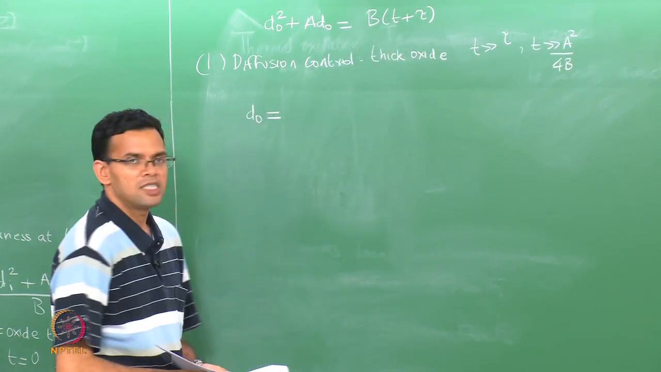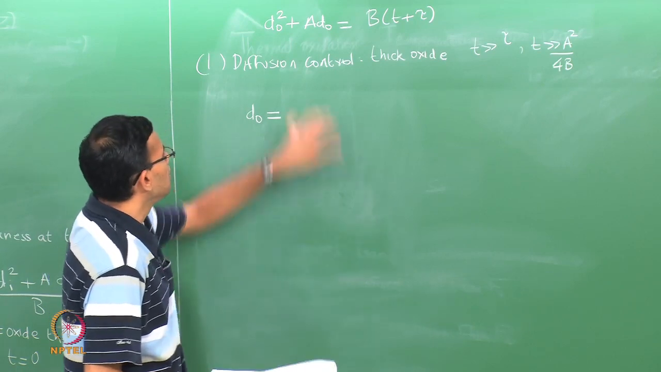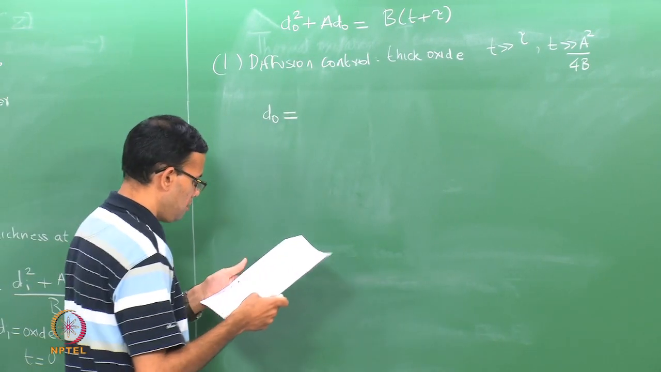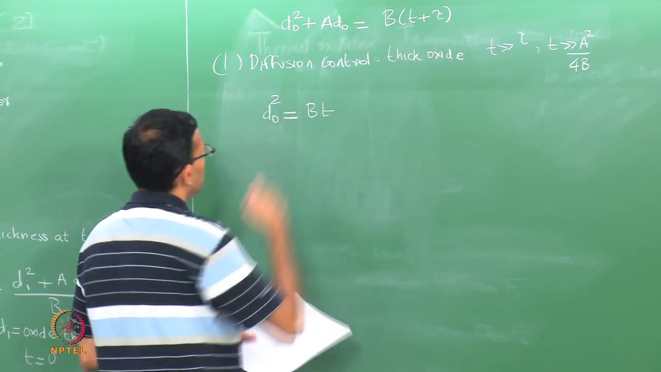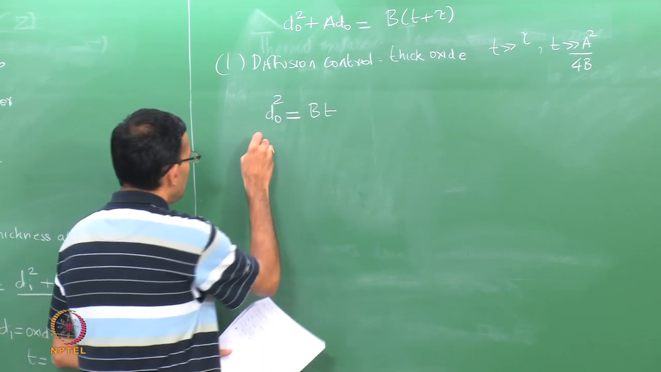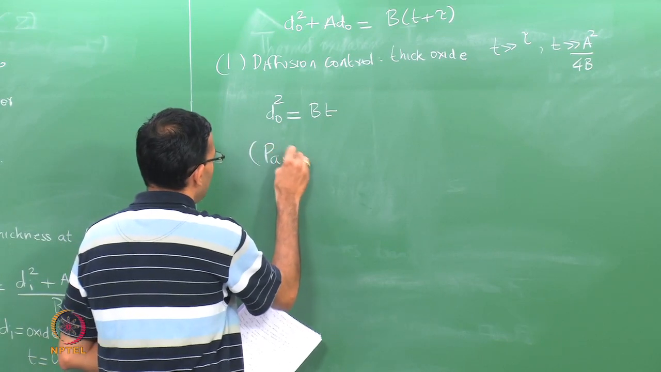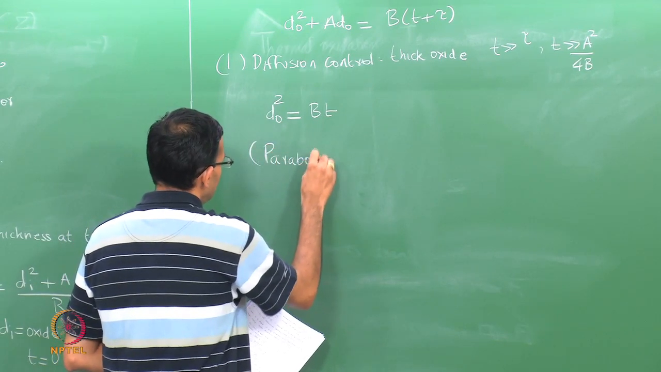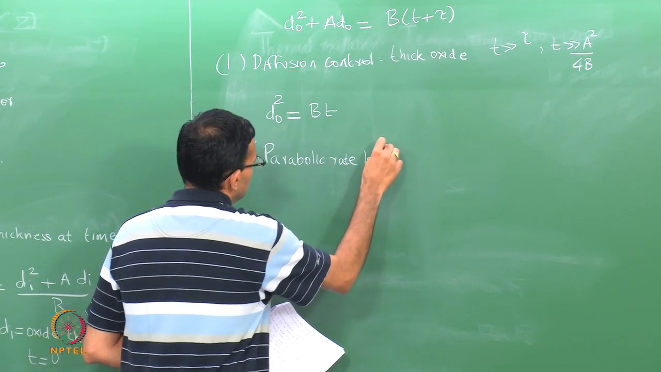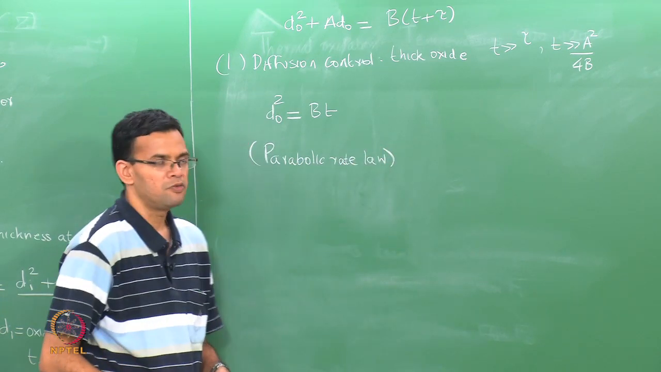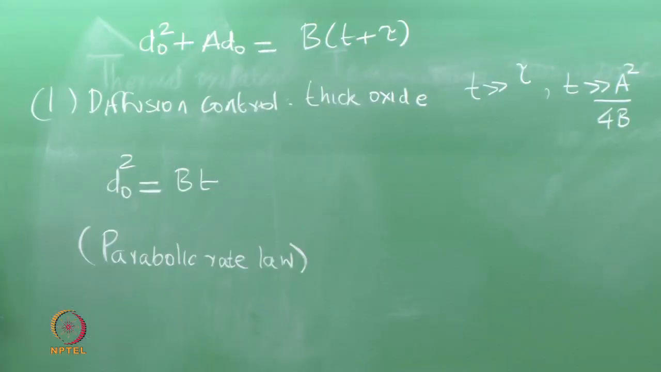If we use those assumptions in the general equation, this essentially simplifies to d naught square equal to bt. This is called a parabolic rate law, because if you look at this, this equation resembles the equation of a parabola.